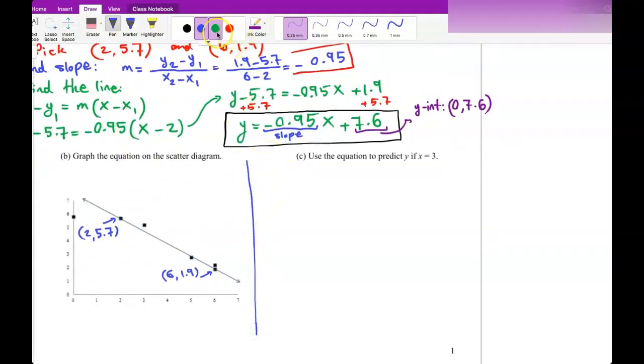Now part C, use the equation to predict y if x equals 3. So using this equation, to find y, substitute x equal to 3.